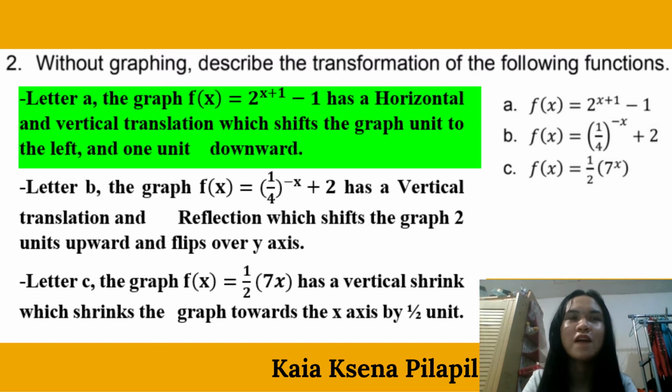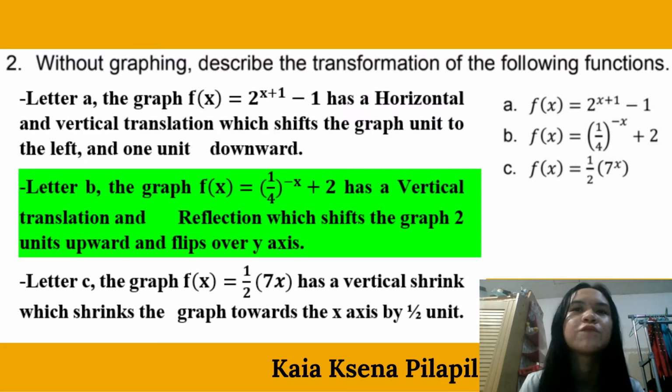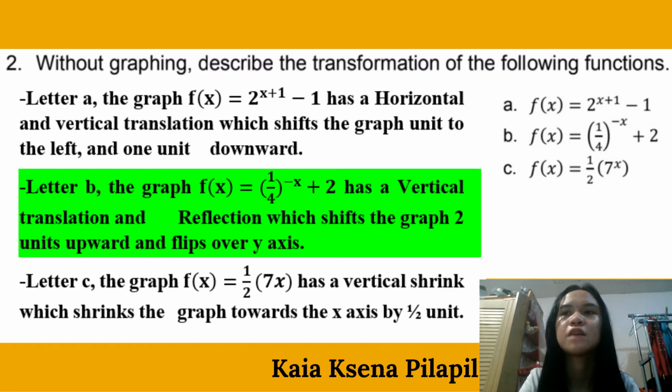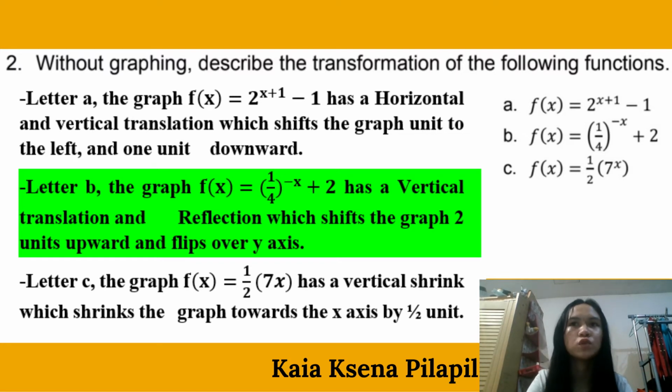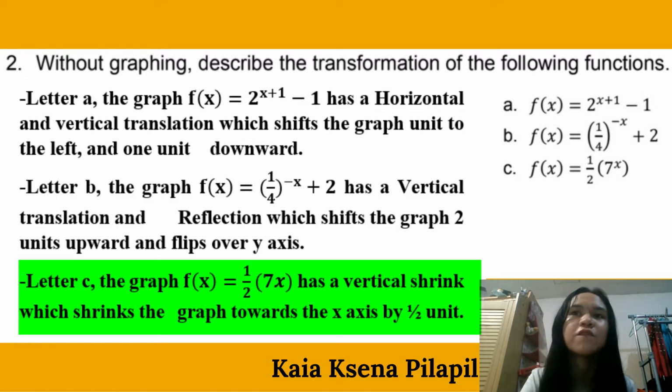So for letter A, the graph f of x equals 2 to the power of x plus 1 minus 1 has a horizontal and vertical translation, which shifts the graph 1 unit to the left and 1 unit downward. For letter B, the graph f of x equals 1/4 to the power of negative x plus 2 has a vertical translation and reflection, which shifts the graph 2 units upward and flips over the y-axis. And then for letter C, the graph f of x equals 1/2 multiplied by the quantity of 7 to the power of x has a vertical shrink, which shrinks the graph towards the x-axis by 1/2 unit.